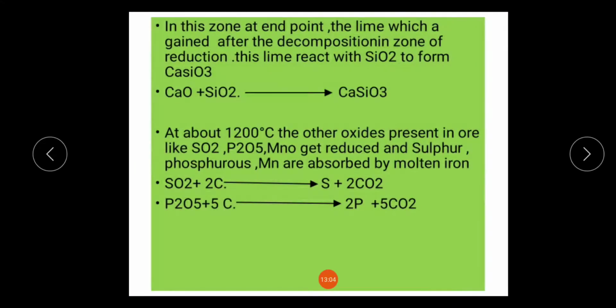Now we discuss the reaction which is conducted with the calcium oxide and flux which is present in the molten pig iron. Such reaction is calcium oxide is reacted with the silica to form calcium silicate, and this calcium silicate is nothing but a slag which floats on the molten metal.